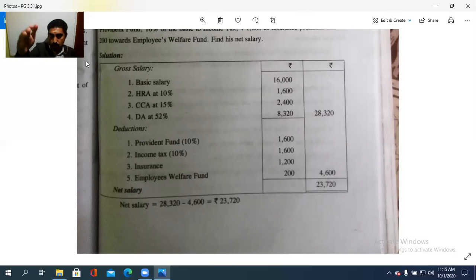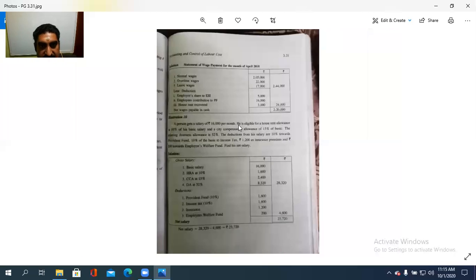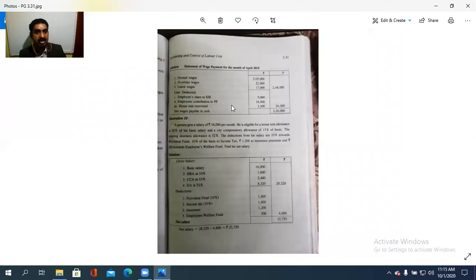23,720. That is, 28,320 is the gross salary, and the deduction part is whatever is there: provident fund, income tax, insurance, employees welfare fund. All those are deducted. So 28,320 minus 4,600 is 23,720. That is the net salary to be paid to that particular employee. In this way we calculate the net salary from the gross salary after deducting the deductions applicable to a worker.